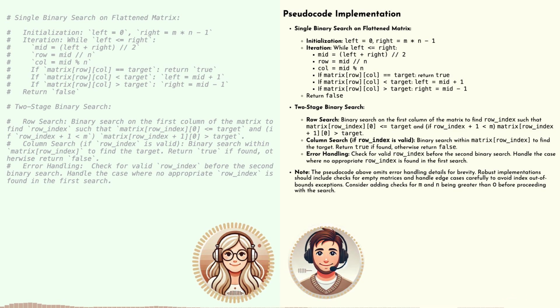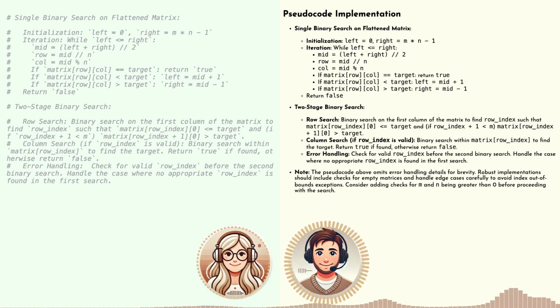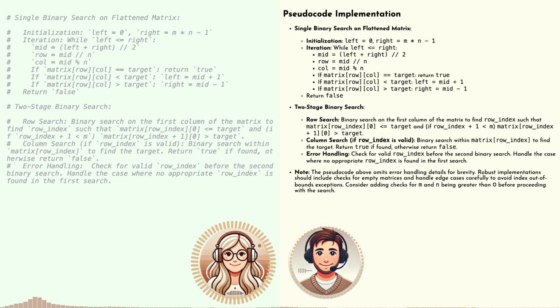And what if the last element of the middle row is less than our target? Then our target must be in a row below. So we update our left pointer to be one more than the middle row index, again eliminating half of the remaining rows. This loop keeps going until we either find a potential row or our left and right pointers cross, meaning the target isn't in the matrix.